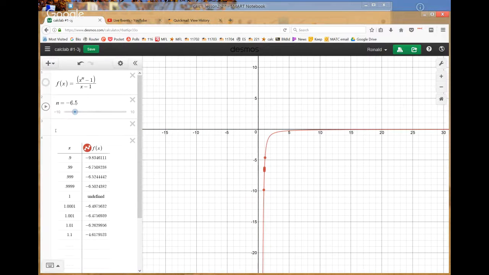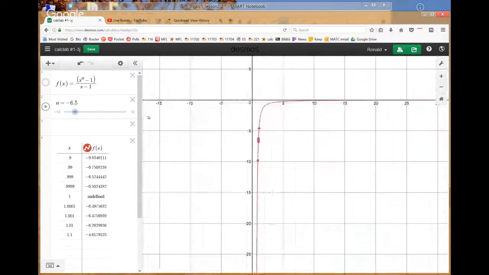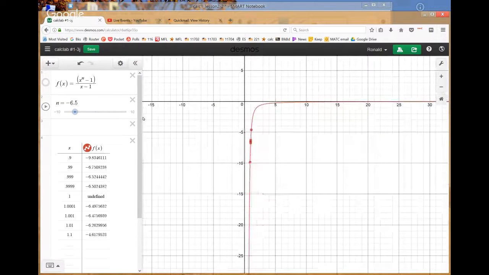Nevertheless, the way the function is set up, it looks like the left and right hand limits agree. So we would have a limit. So the overall limit as the function approaches 1 appears to be negative 6.5-ish approximately, even though we know that when x equals 1, it's undefined. So here's a case where we have a hole in the graph, and yet the left and the right hand limits seem to be agreeing. Okay.